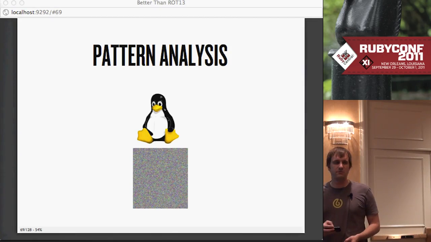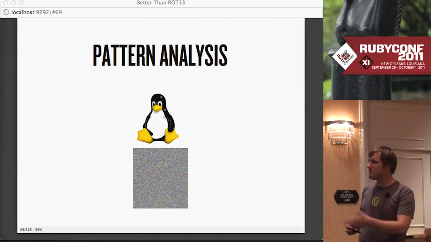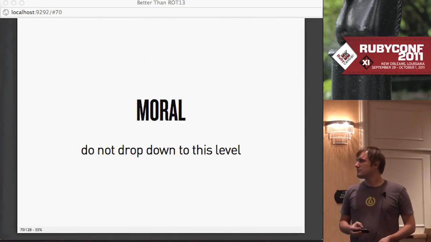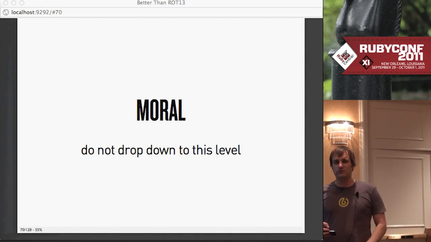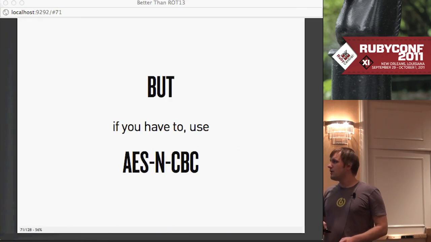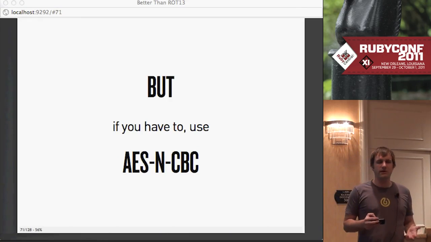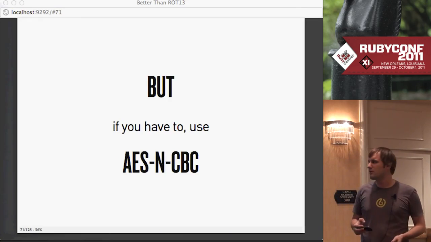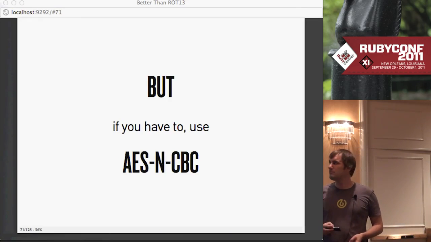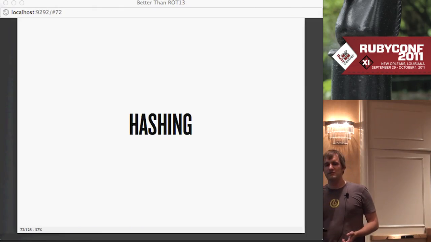And it's pretty much immune to pattern analysis. That's a pretty well-hidden Tux. So the moral is don't actually drop down to this level, but if you have to, use AES 128, 192, 256, whatever, and use CBC mode. The next topic is hashing.